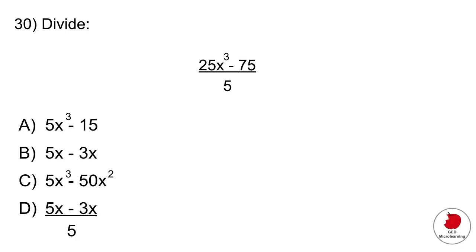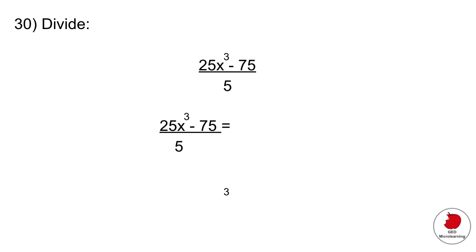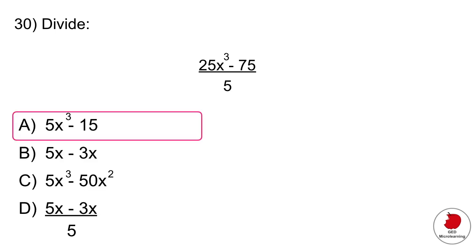Okay, next question, kind of pretty similar. So you would go ahead and factor this out. If you factor 5 from the top, that's what you get. And once again, if you divide the 5 at the top by the bottom, you would end up with 5x to the 3 minus 15. Okay, so which is option A.